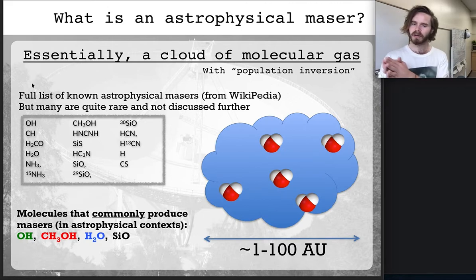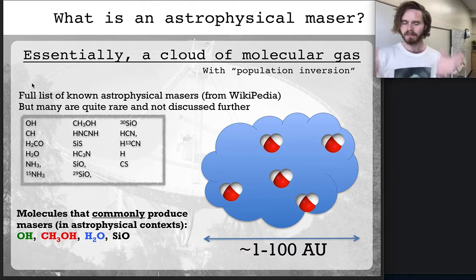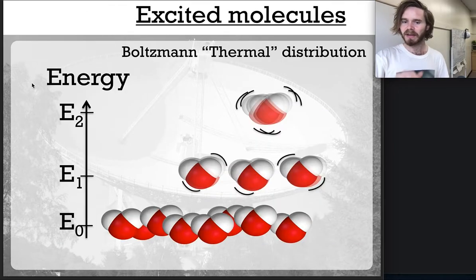But when you're using the radio telescope, you will be able to see more extended masers on the sky as well. It's nothing too important to think about. The important thing is this concept that a maser is a cloud of some particular molecule species, and the molecules in that cloud are in population inversion. Okay, so what is population inversion?